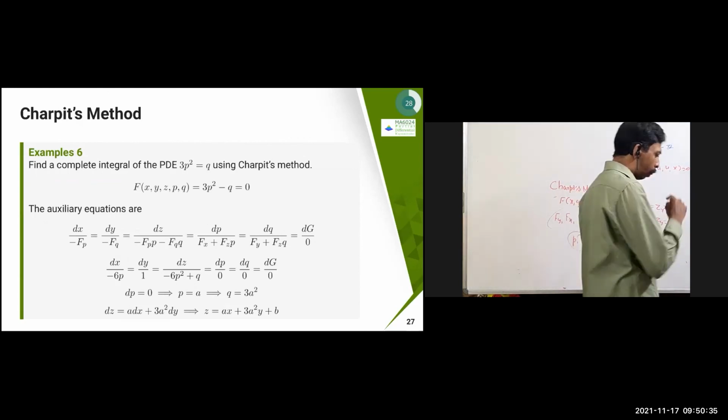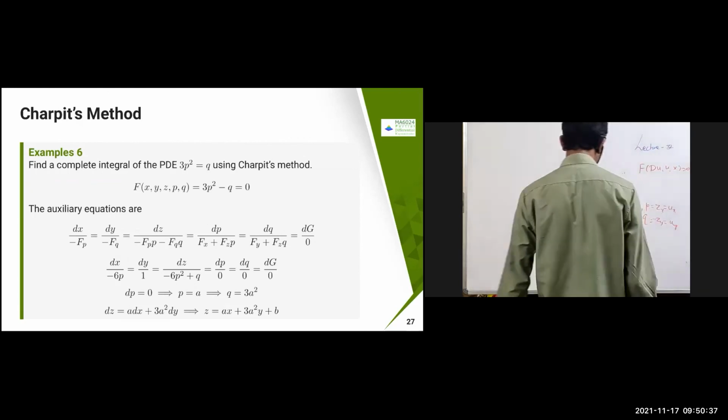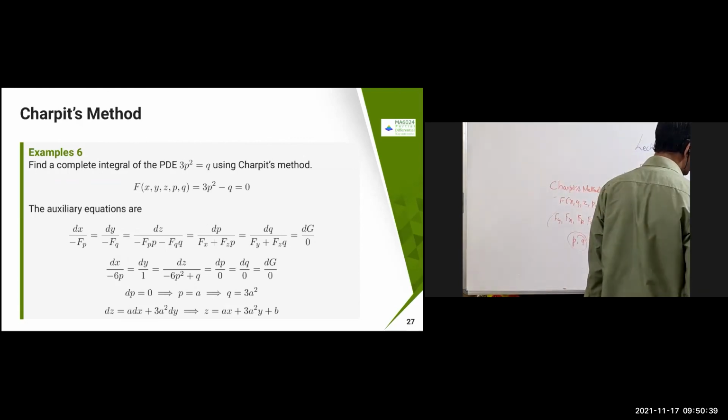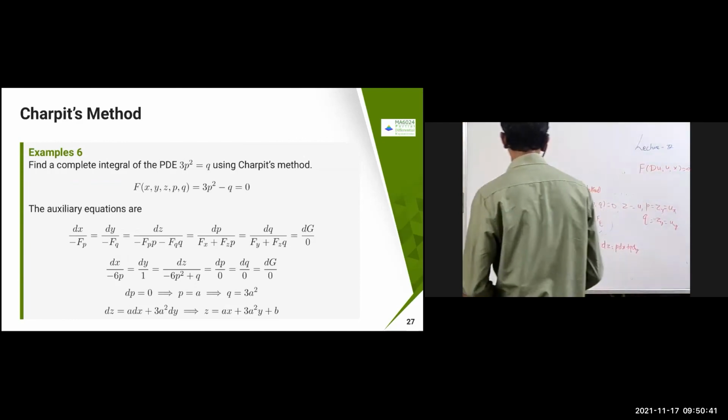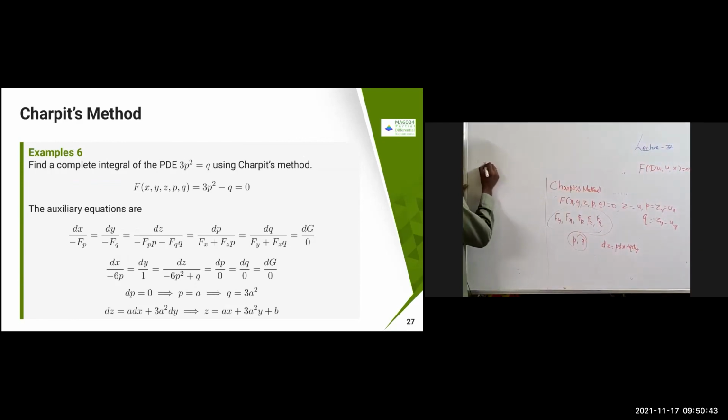Let us see one problem so that you will understand what we are trying to do. Let us find the complete integral for this problem: 3p square equal to q. That means this is the equation 3 u_x square equal to u_y. I am writing it in the form 3p square equal to q. I have to convert it into the form f equals 3p square minus q equal to 0.